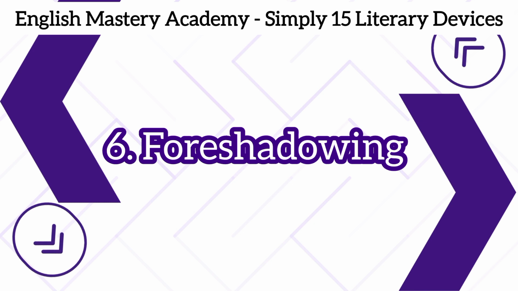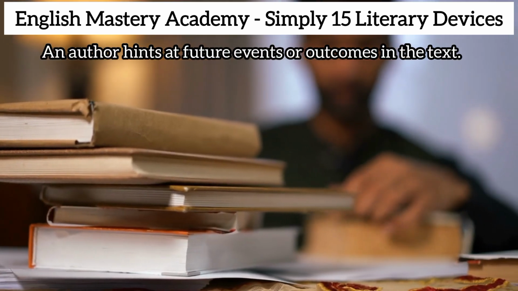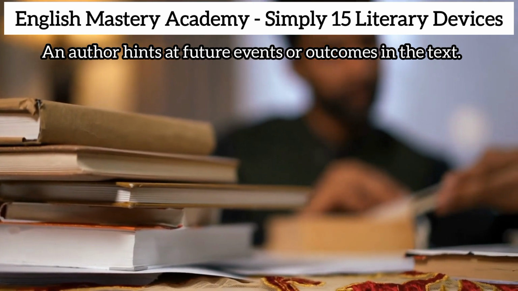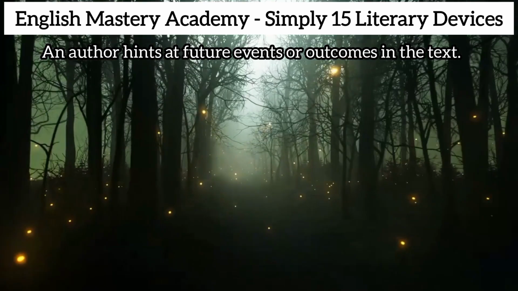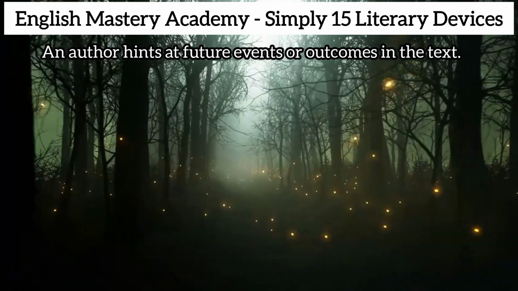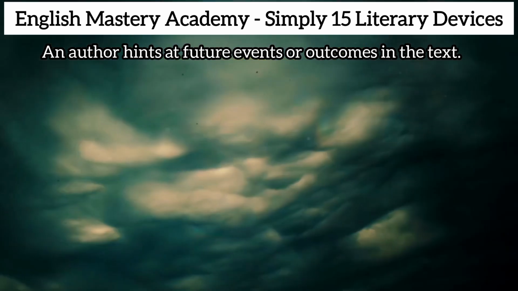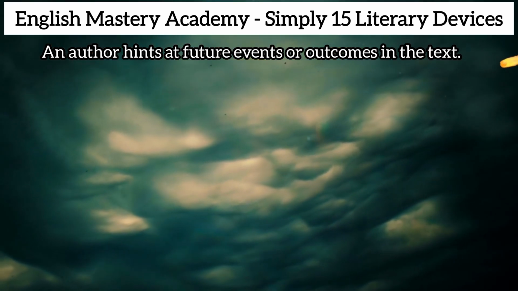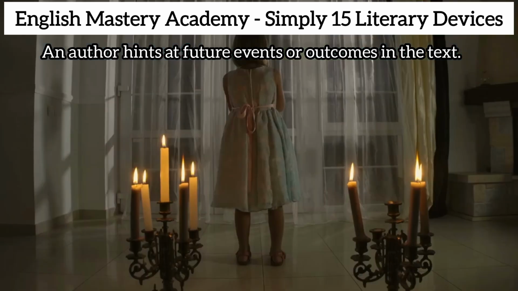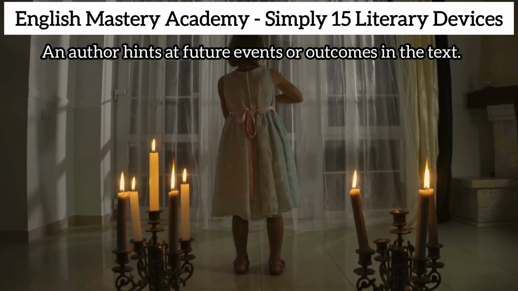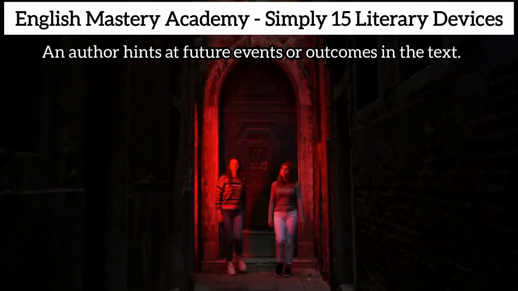Then following on is the sixth, foreshadowing. Foreshadowing is like a sneak peek into the future of a story. It's when the author drops subtle hints about what's to come, building suspense and anticipation. For example, in Romeo and Juliet, Shakespeare foreshadows the tragic ending through the prologue. Another classic example is in Harry Potter, where the appearance of the Grim foreshadows danger. So, next time you're reading, keep an eye out for those clever clues that hint at what's ahead.